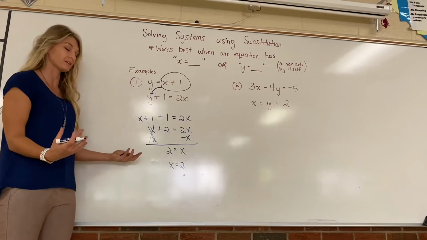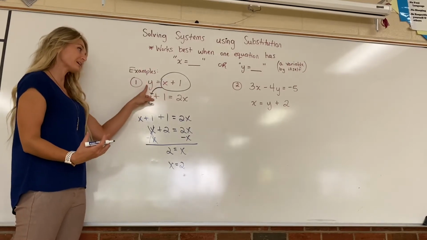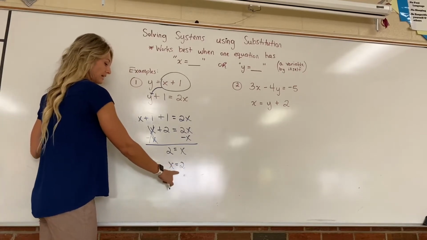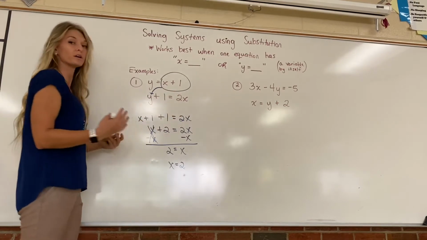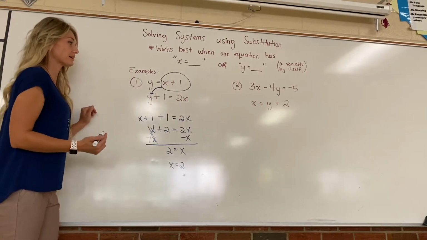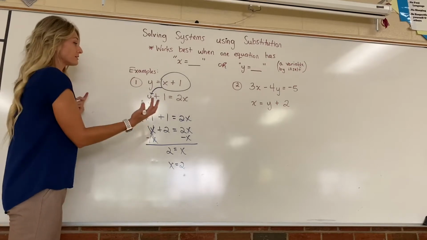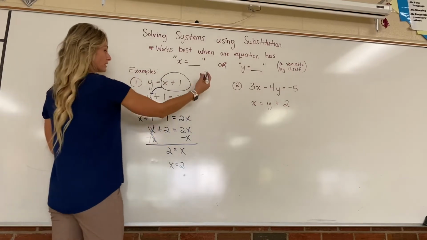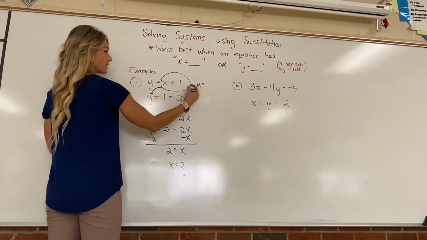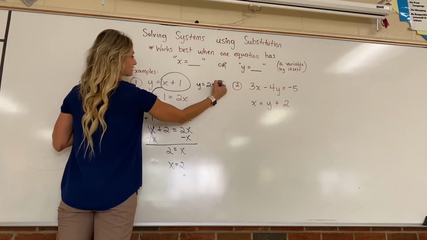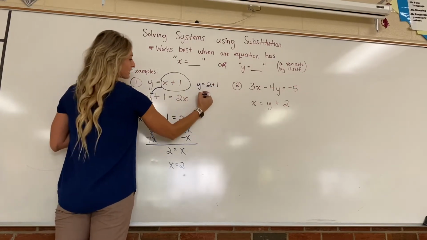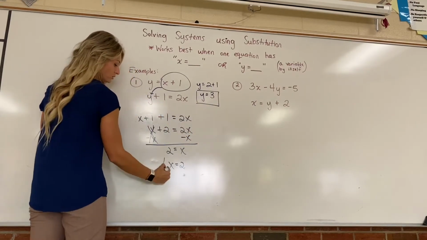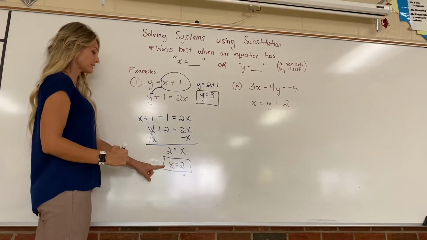Now, we're missing something. Notice we're looking for an x and a y that works in both of them. So how do I find my y? Well, all you have to do is take this and plug it back into one of your equations. I usually just plug it back into the one that looks the easiest to deal with. And for me, that one looks the easiest right there. So I'm going to take this equation, and where I have my x, I'm going to plug in my 2. Okay, and so when I plug that in, 2 plus 1 is 3. So the solution to this system is when x is 2 and y is 3.